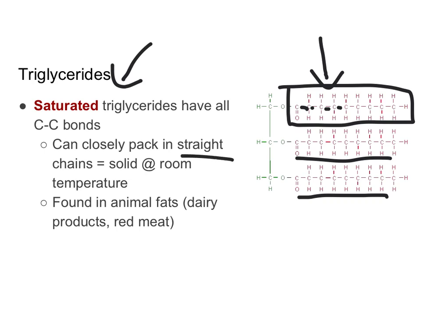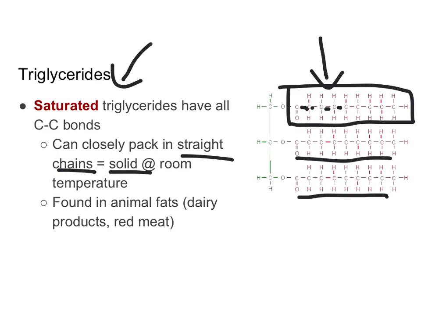Now things that are straight, you can kind of imagine if things are straight, they can pack really closely together. And if things pack closely together, that's going to make them solid at room temperature, right? Solid, on the molecular level, solid things have the molecules closely together. So that's actually why saturated fats are solid at room temperature, is because there are single bonds in the carbons of the fatty acids. This allows them to be straight, which allows them to pack tightly, which makes them solid.